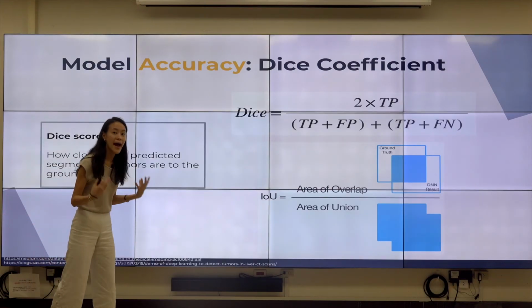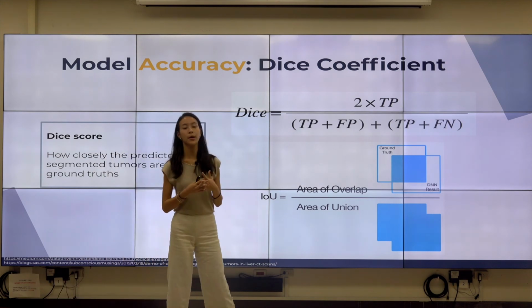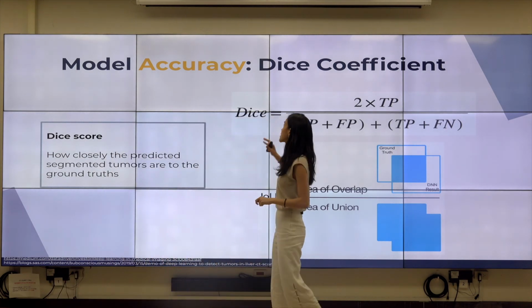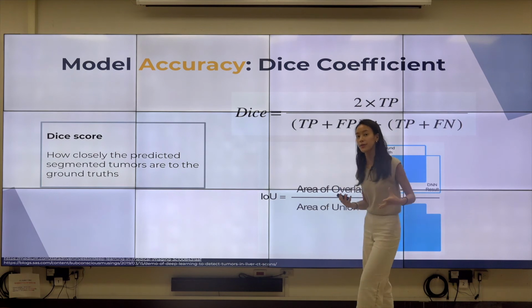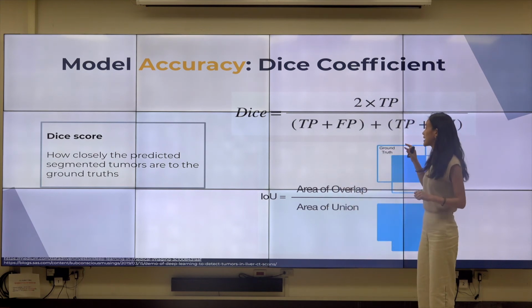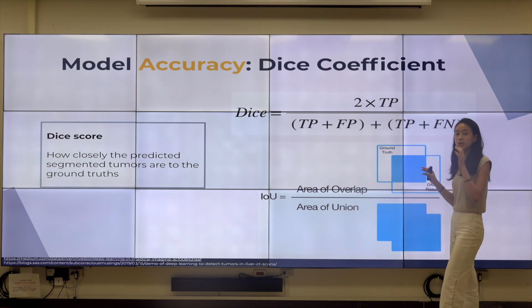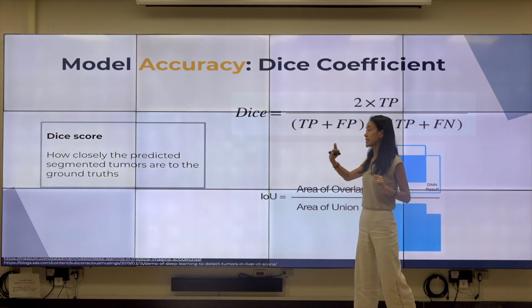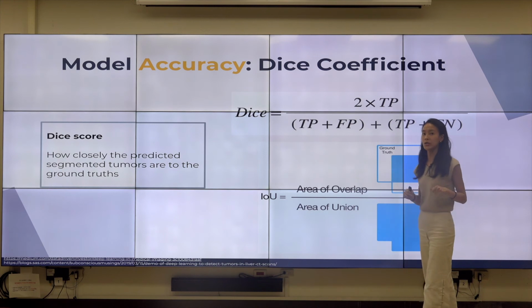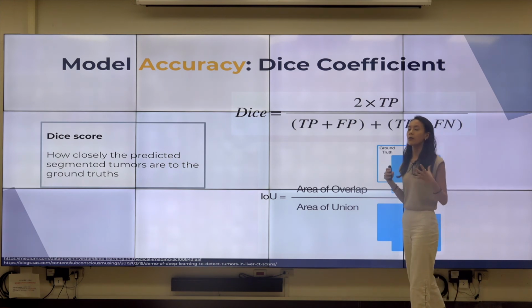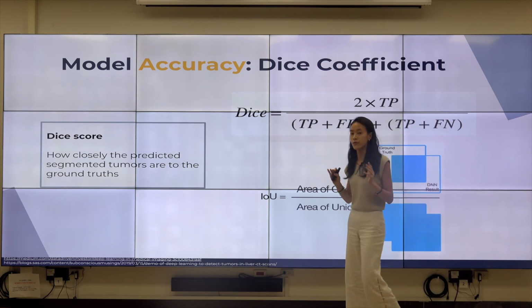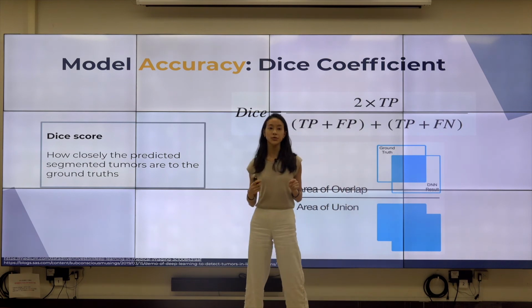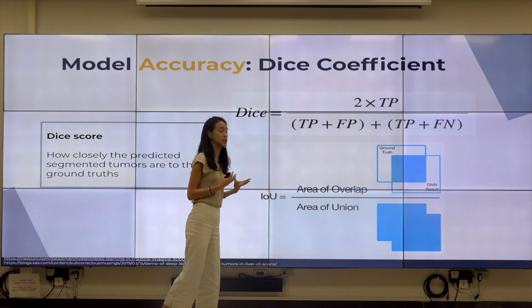So talking about the model accuracy. The loss function for the model accuracy is usually used with the dice coefficient. In other words, what you would usually hear is the dice score. What this actually does is that it determines how closely the predicted segmented tumors are to the ground truth, so how close the predictions are to the original tumors, or the original labeled tumors by the doctors.